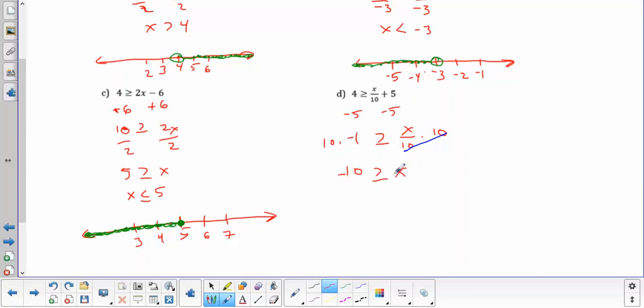Same as before, you can take this, create a mirror image, just reverse the order. X is less than or equal to negative 10. Okay, throw this on a number line. Just do a few points above it and below it.